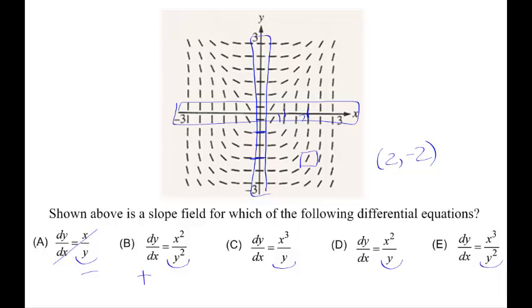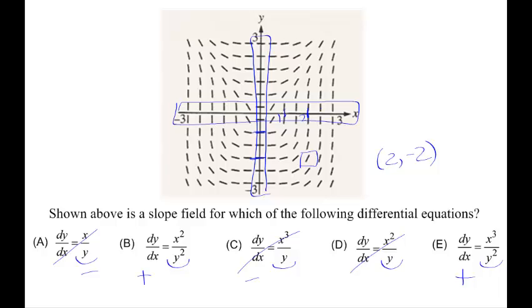This one would be negative when x is 2 and y is -2. We're looking for a positive slope at the point 2, -2. This one as well, d, would be a negative value. That one's out. But e would be a positive value. Not always positive, but sometimes positive.